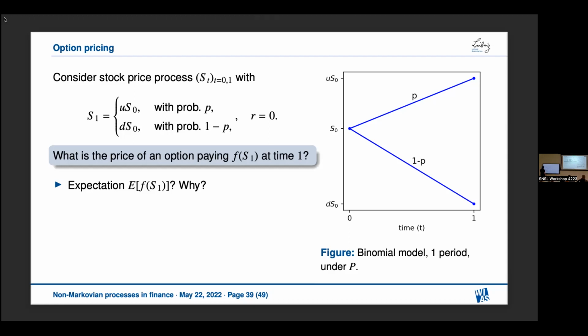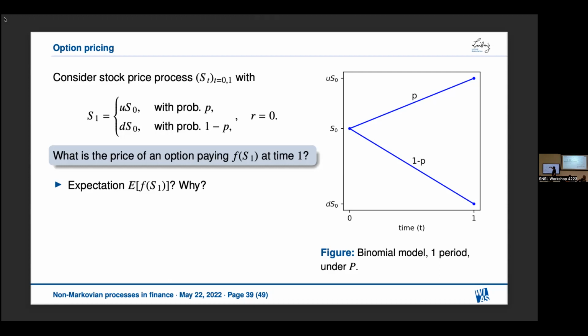So, let's discuss a little bit what we need for this to make sense. Okay, and what we have is an option paying F of S1 at time t equals 1. And if you open Wikipedia, it will tell you an option is a right but not an obligation. So actually, F of S1 is non-negative, because if you would get something negative, you would simply opt not to exercise the option. But I don't think that's actually important for this discussion. Okay, so let's look a little bit at this for a second.